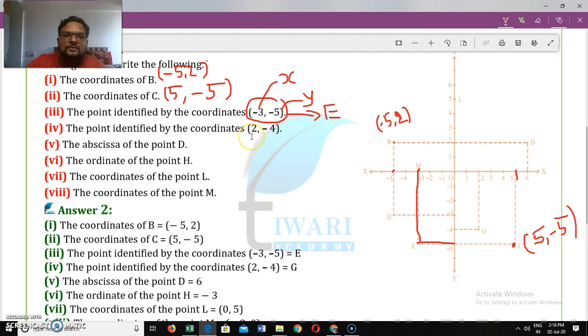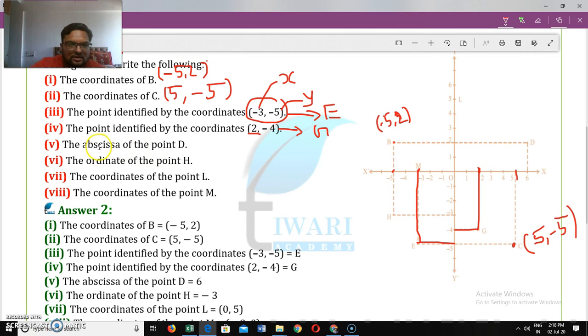Similarly, we want to talk about 2 and -4. This is the value of x, 2, here. And we need -4. -4 is here. So if we make perpendiculars to each other, we get point G. So this one is your G.